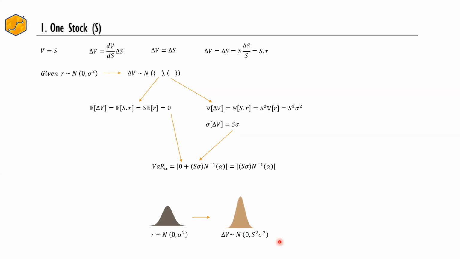All right. Let's proceed. A couple more examples and we should be good. Two stocks, S1, S2. First equation, V equals S1 plus S2. The value of the portfolio is the sum of the values of the two individual stocks.